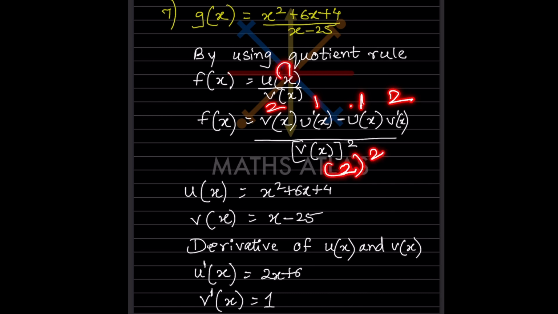We can say like this: this is 1 and this is 2. Second into derivative of first minus first into derivative of second divided by second square. So that will be easy to remember.